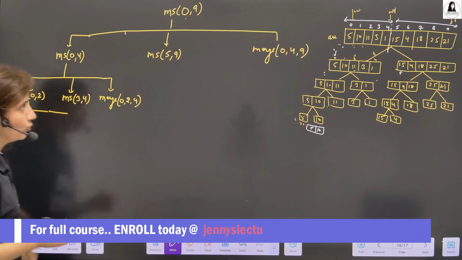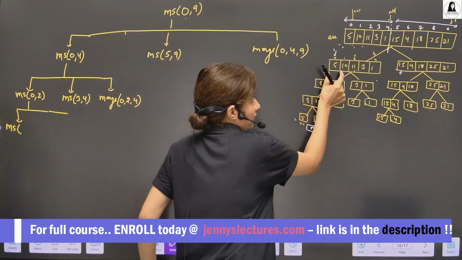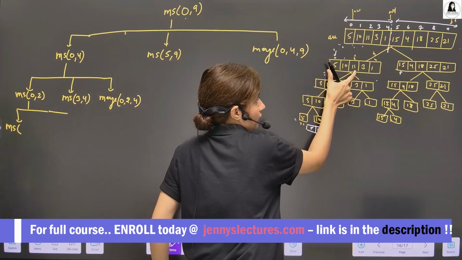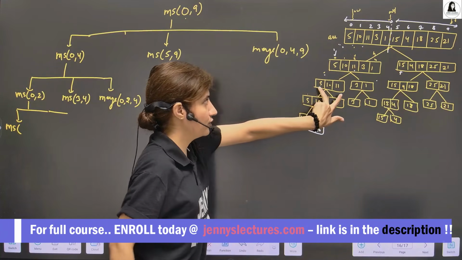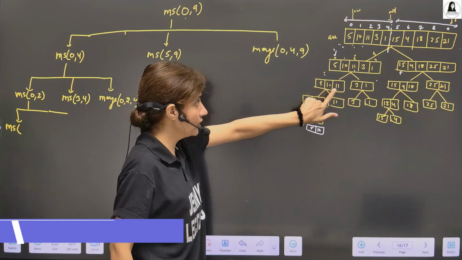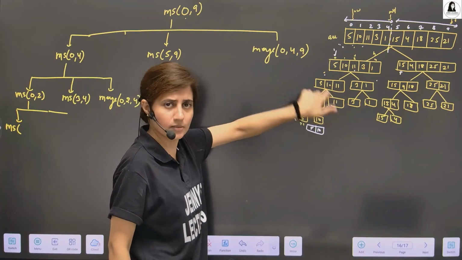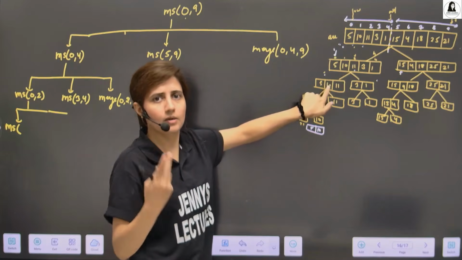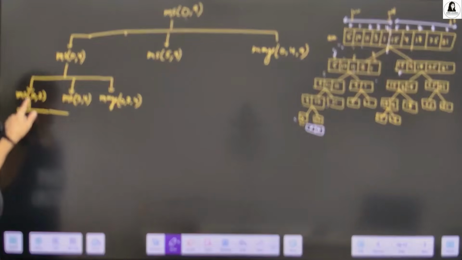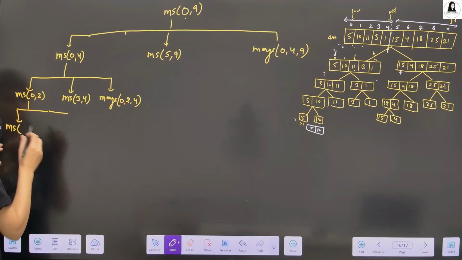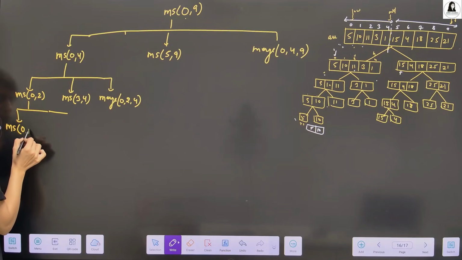Again this would be called recursively merge sort 0 and 2. Now my array is from this to this. 0 to 2. This. 5, 10, 11, 0 to 2. Again because low is less than high. Yes. For this, low is this, high is this. Low is less than high. Yes. Again divide. Calculate mid. So 0 plus 2 divided by 2, that is 1. Mid is 1.